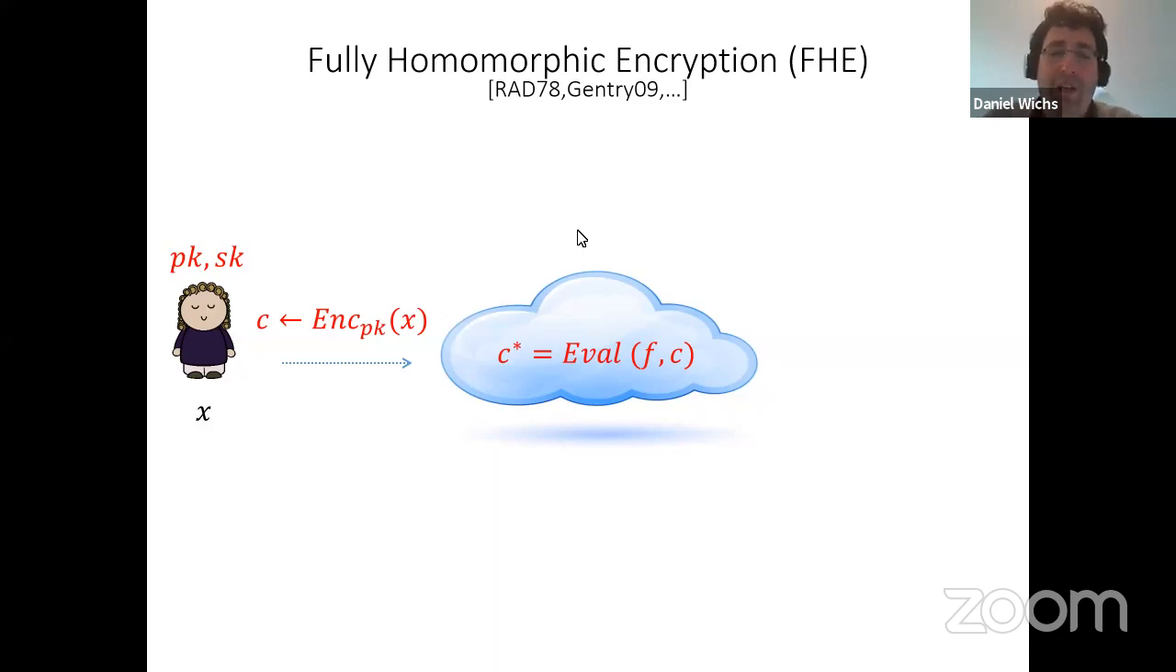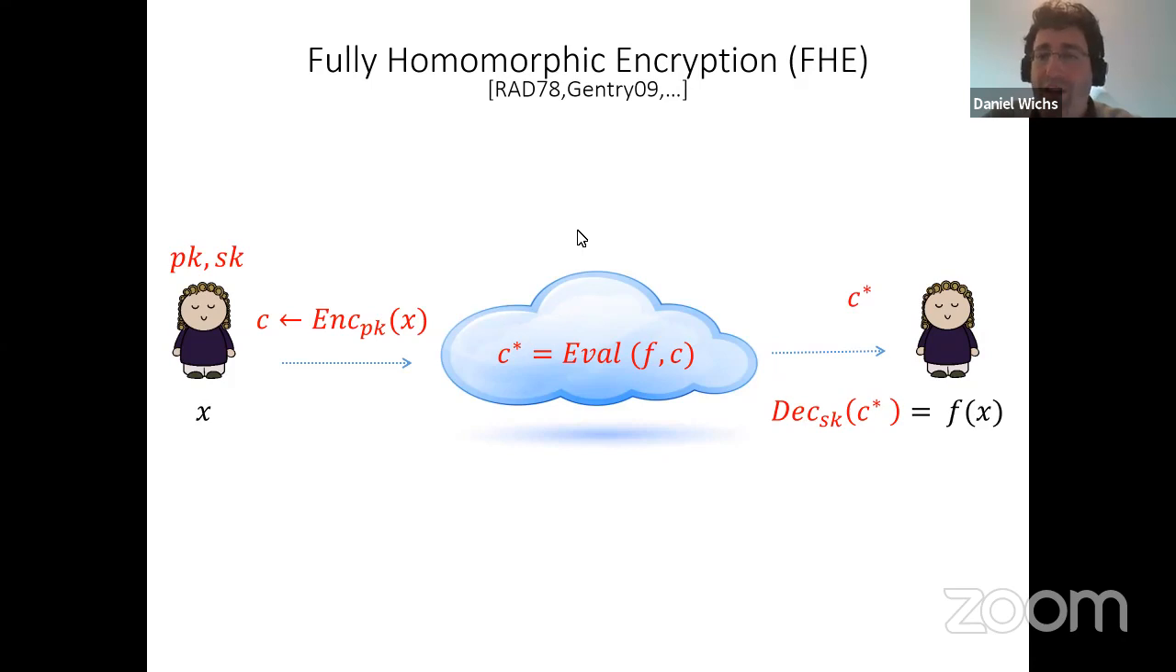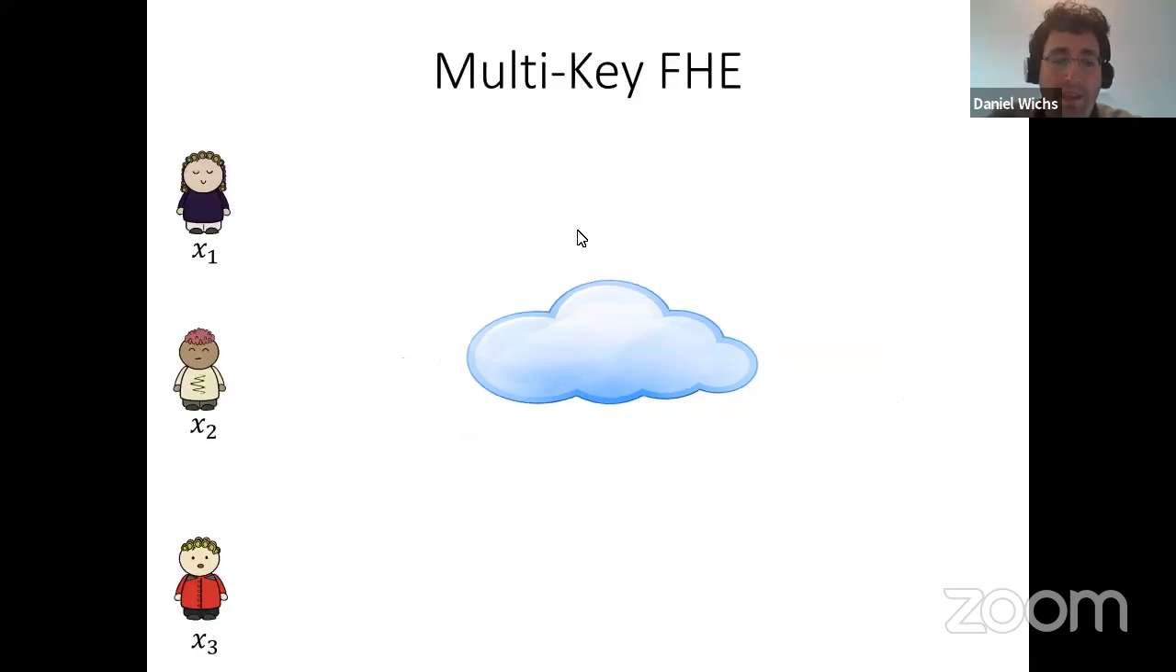Okay, so Eval outputs some ciphertext C star, and if the user tries to decrypt C star with the secret key, they get F of X. So essentially, you can take an encryption of X and convert it into an encryption of F of X for any function F. So multi-key FHE is just an extension of this into the setting with many users.